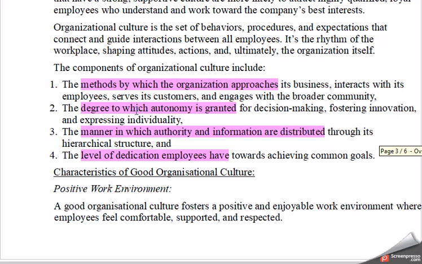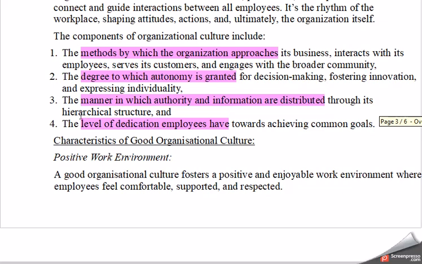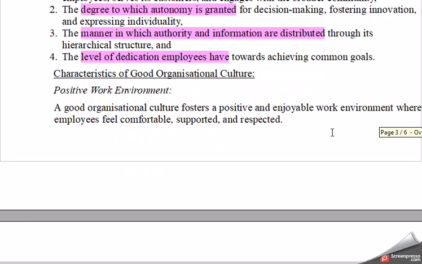So here are the components of organizational culture. First is the methods by which the organization approaches its business, interacts with employees, etc. The next one is the degree to which autonomy is granted for decision making, fostering innovation, and expressing individuality. Next is the manner in which authority and information is distributed through its hierarchical structure. The last point is the level of dedication employees have towards achieving the common goals.